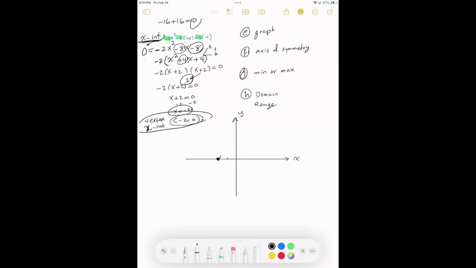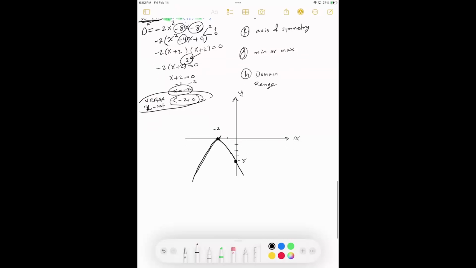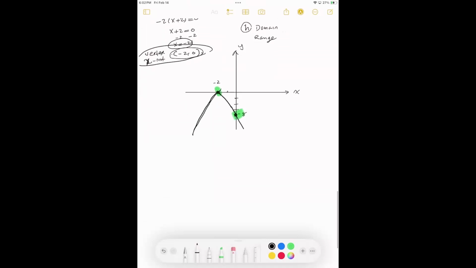The graph is downward. And the y-intercept is negative 8. So negative 2, negative 4, negative 6, negative 8. So that's my y-intercept. So that's negative 2, that's negative 8. I go this way, and I have to go with the same curve this way. So that's my parabola. It's a downward parabola. That is my y-intercept. This is my x-intercept and the vertex, both.